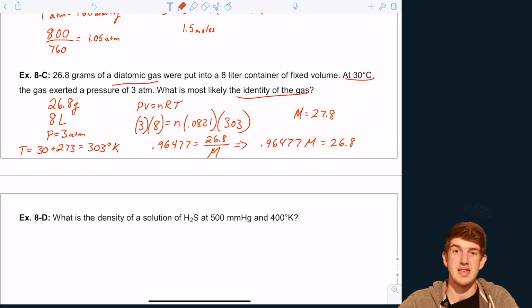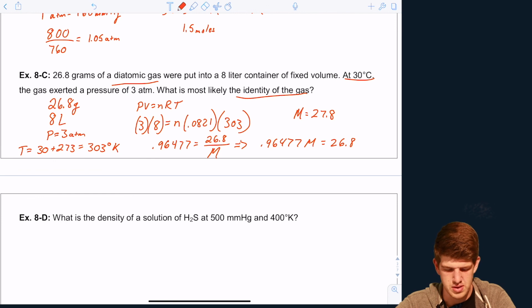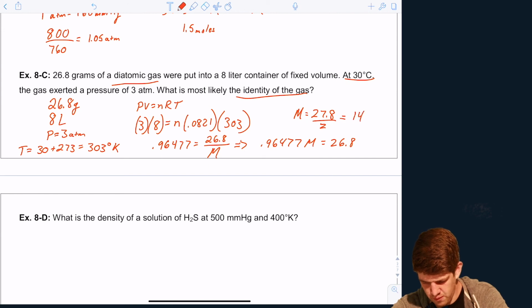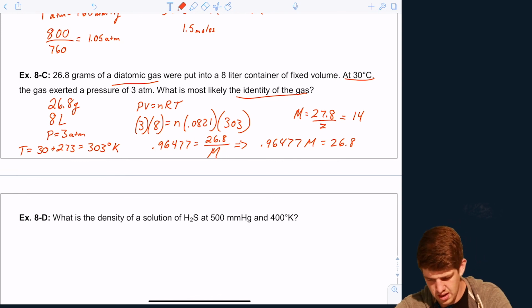So this is the diatomic mass. Because this is diatomic, there are two of the same element here, so this would be roughly equal to 14. And which element weighs roughly 14? Nitrogen. So this is likely nitrogen gas.